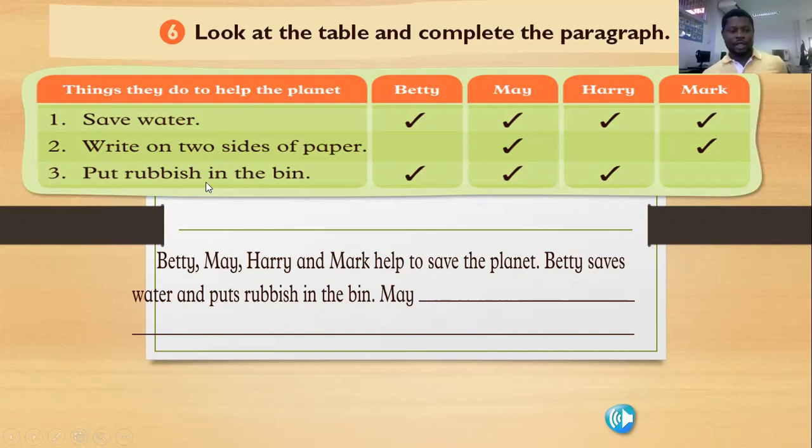Now we're going to listen to this exercise and take note of what they do to help the planet. Here we go.